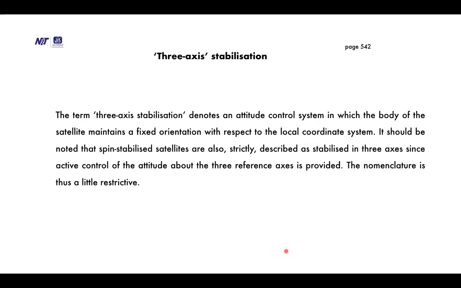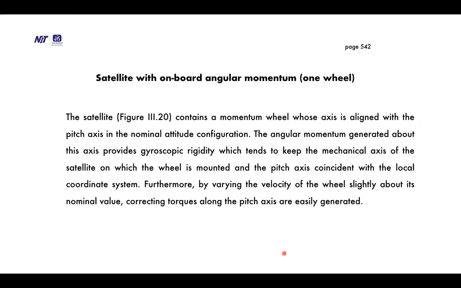3-axis stabilization. The term 3-axis stabilization denotes an attitude control system in which the body of the satellite maintains a fixed orientation with respect to the local coordinate system. It should be noted that spin-stabilized satellites are also strictly described as stabilized in 3 axes since active control of the attitude about the 3 reference axes is provided. The nomenclature is thus a little restrictive. Satellite with onboard angular momentum, or on wheel.